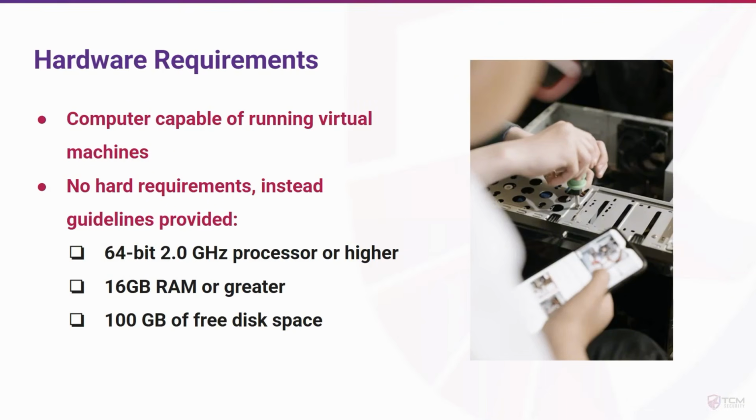So you're going to need a computer capable of running virtual machines. I'm not going to give any specific hard requirements, but the guidelines I would suggest is that you're using a modern 64-bit 2.0 gigahertz processor or higher. You're probably going to want 16 gigabytes of RAM or greater, and then you're going to need about 100 gigabytes of free disk space to install that virtual machine and then get the data and models for what we're going to be running in this course.